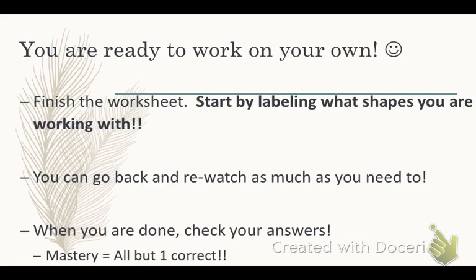All right, looks like you're ready to finish the worksheet. Again, you have one more after this if you get through this one. Start by labeling what shapes you're working with. You can go back and rewatch as much as you need to. Mastery means all but one correct. You can do it.